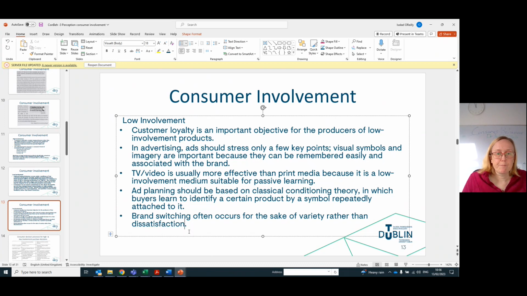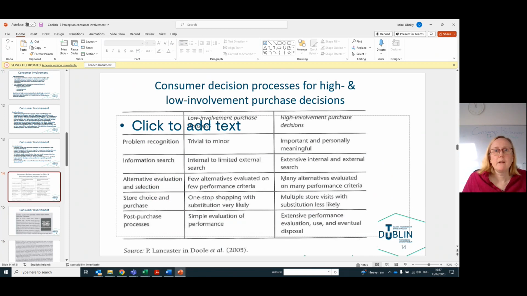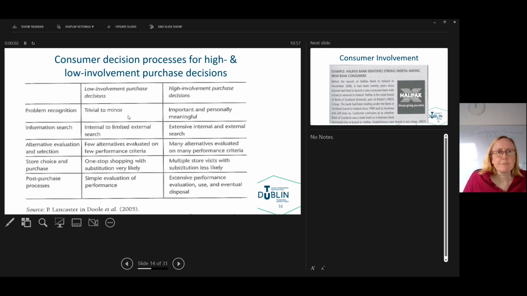That's saying it's. So we have a little table. Let me just go to a bigger screen because okay, so consumer decision processes for high and low purchase decisions. So in the middle column, we've got low involvement purchase decisions. On the right hand side, we've got high involvement purchase decisions. And then across, so this is a table. So across each row, the headings for each row are the steps in the decision-making process.